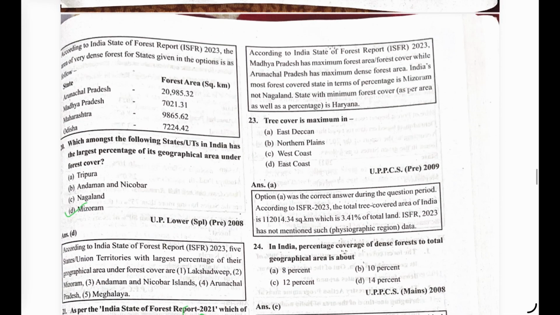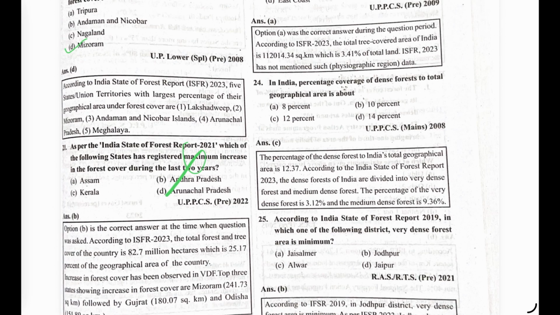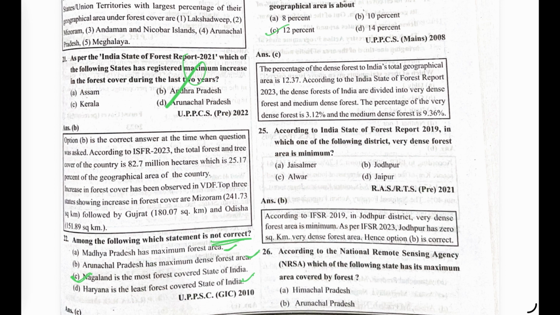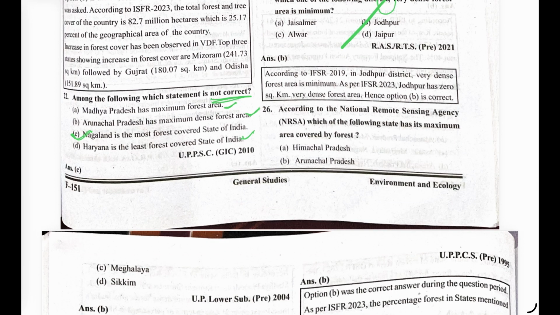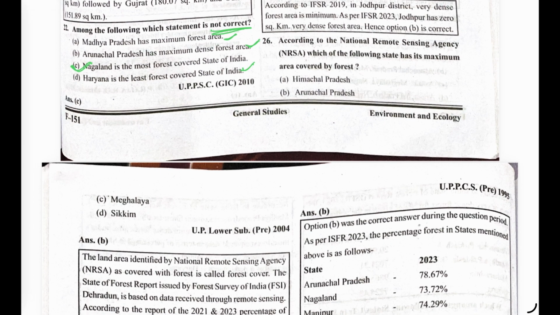Next, tree cover is maximum in East Deccan. In India, the percentage cover of dense forest to total geographical area is about 12%. According to the Indian State of Forest Report, leave it. According to the National Remote Sensing Agency, which of the following states has its maximum area covered by forest? So Arunachal Pradesh, first one is Mizoram, then Arunachal Pradesh.